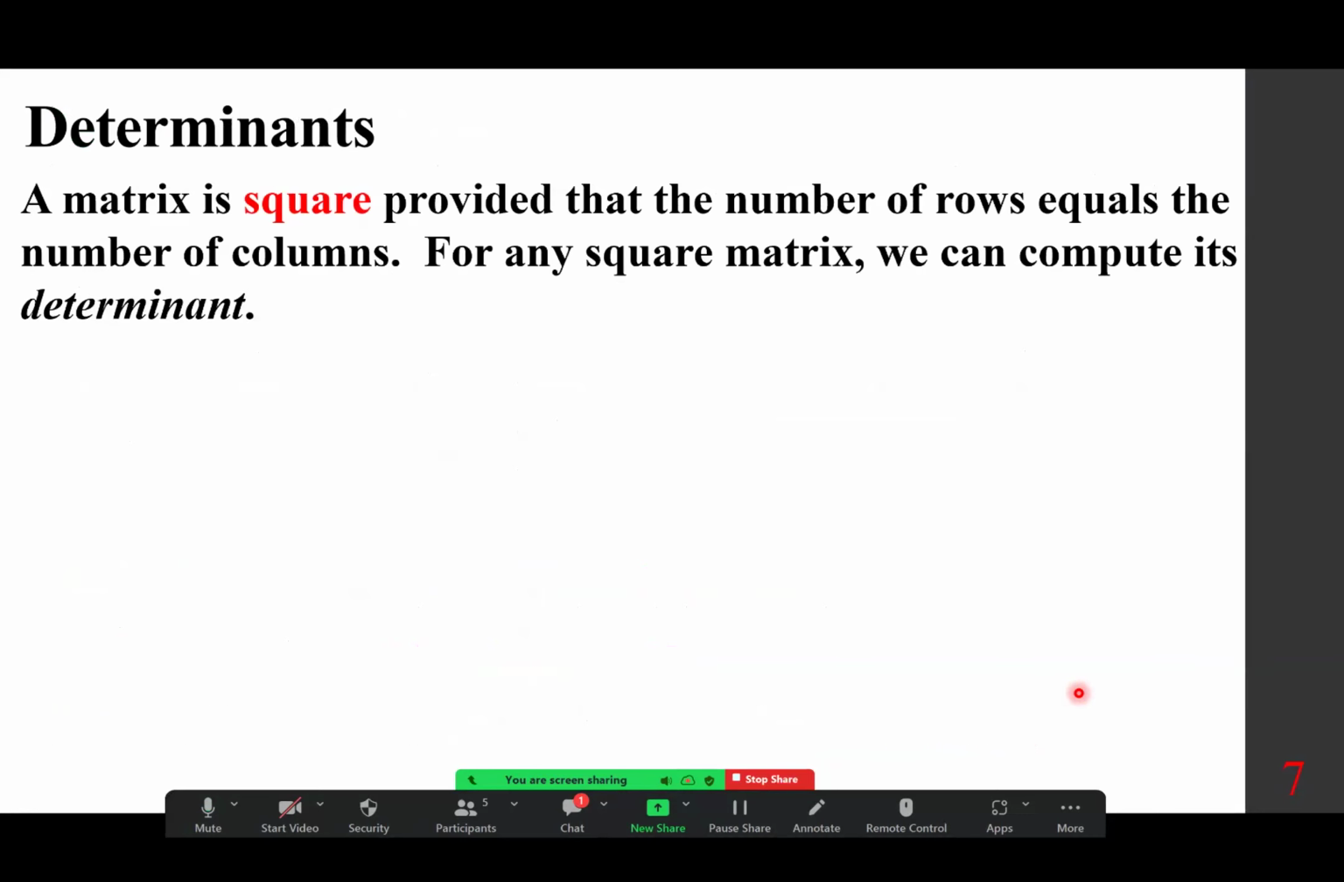All right, now the new stuff. Determinants. A matrix is square provided that the number of rows equals the number of columns. For any square matrix, we can compute its determinant.